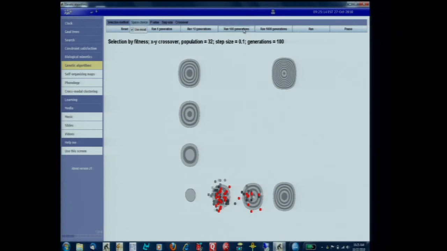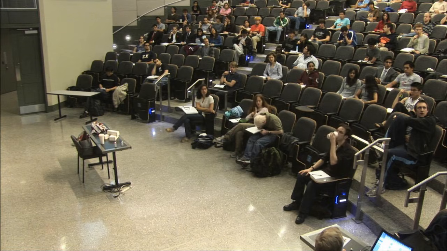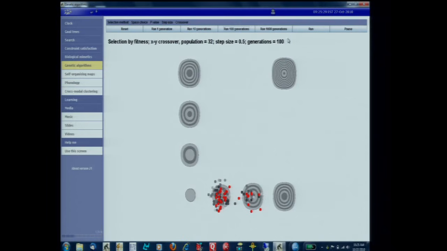Anybody got an idea about one simple thing we could do to make it work better? Yeah, you do. You could increase the step size, right? Let me see if that will help. You know, even that doesn't seem to help.